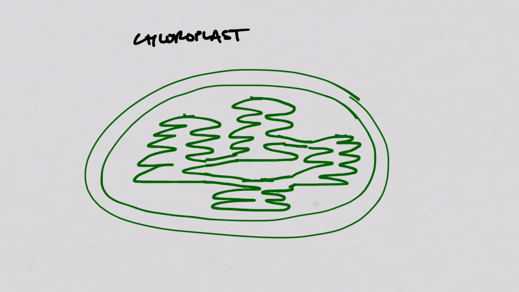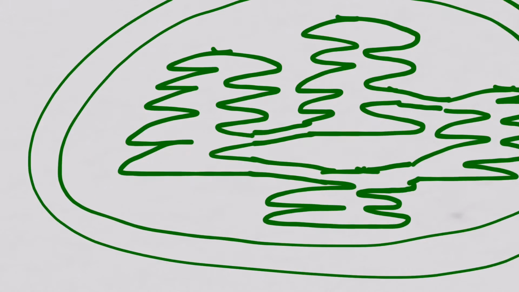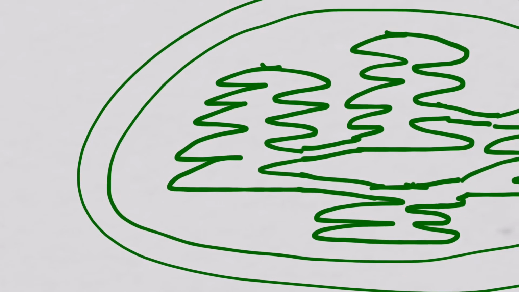So hold on a second and let me draw this inner membrane for you. Okay, so here's our fully drawn chloroplast. Notice here two membranes on the outside, both bilayers, and another bilayer on the interior. Now this is where photosynthesis is actually taking place.